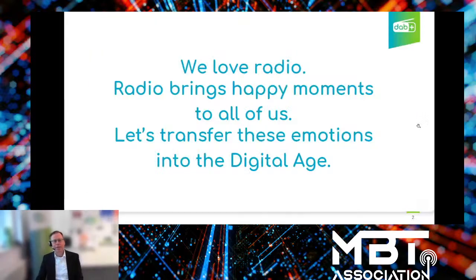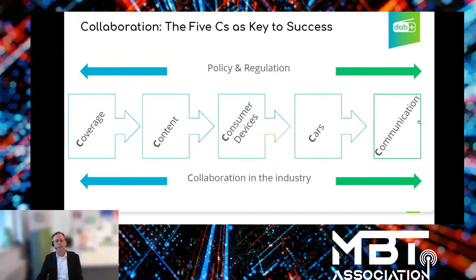We all love radio, and radio brings to us all these happy moments. And of course, with the pandemic, radio is important for information and for exchange. But once and for all, it's entertainment, and it's going to be digital. So let's transfer these emotions into the digital age. As Patrick already told us, the 5 C's are the key to success. And this time we talk about communication on the right-hand side and about consumer devices, because what we want to do is we want to change people's listening habits from FM to DAB+.